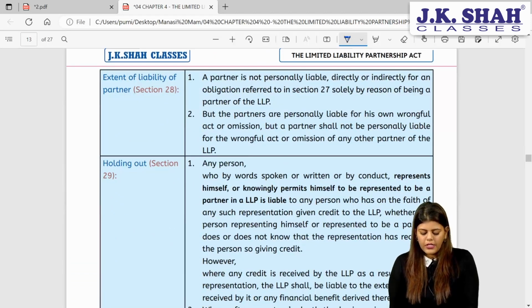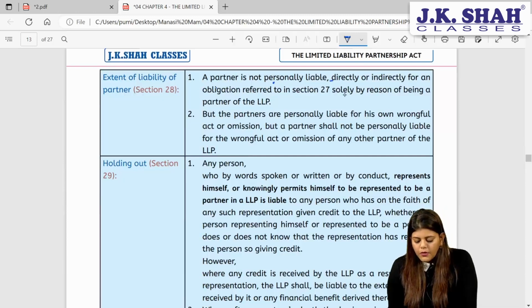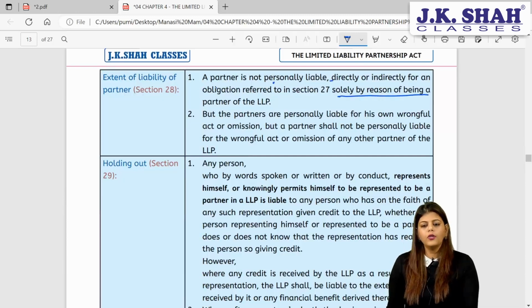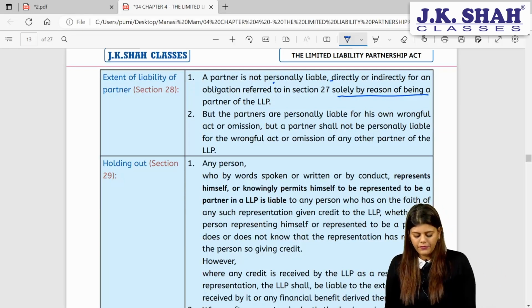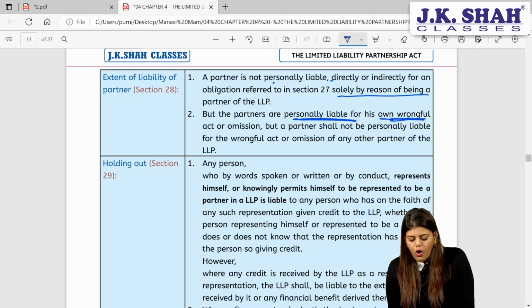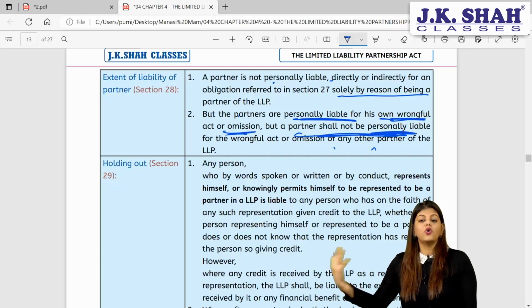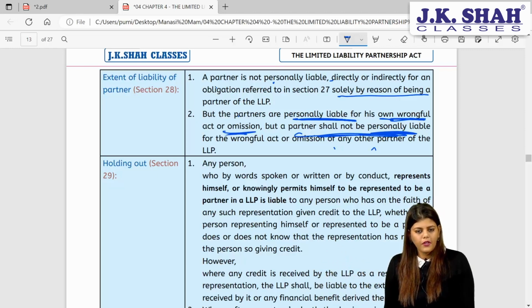Now see, these two points: a partner is not personally liable solely by reason that he is a partner. I told you, if A does something, that does not mean B, C, D are liable just because they are partners. Partners are personally liable for their own wrongful acts. But a partner is not personally liable for any other partner's wrongful acts. We discussed this.